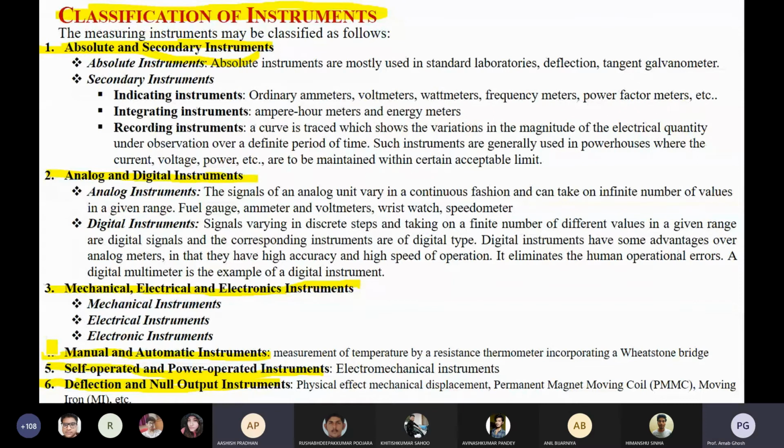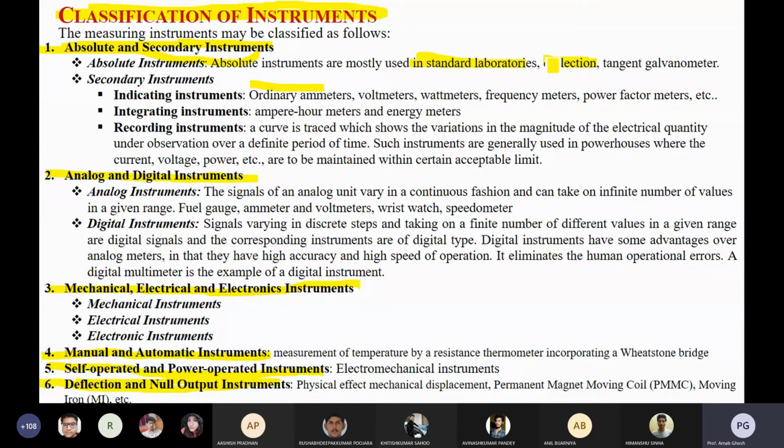Standard laboratory means national laboratories, whatever standard laboratories India has. For example, if you go for measurement of resistance, whatever bridges we normally use, the bridge circuit for measurement of resistance, if that bridge circuit is designed by some local laboratory, then this is a secondary standard laboratory. But we also have the primary standard laboratory, the national or international standard laboratory.